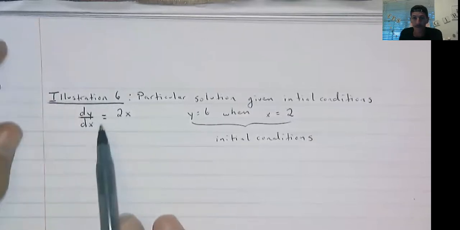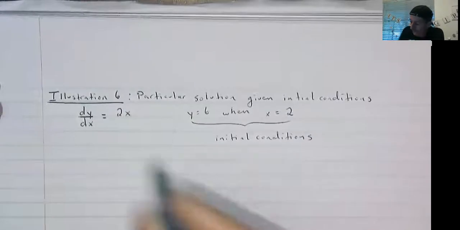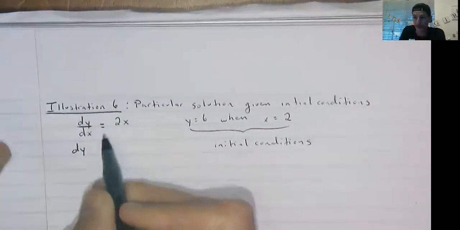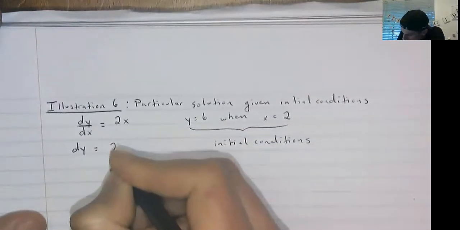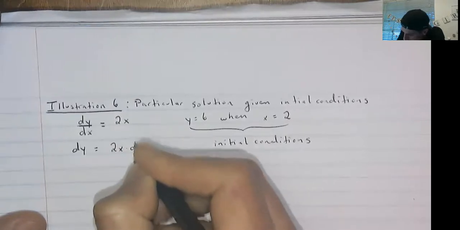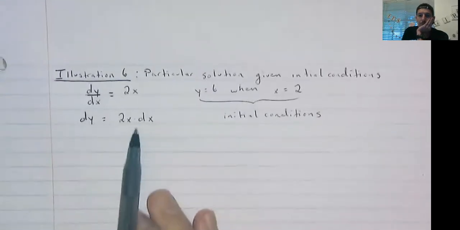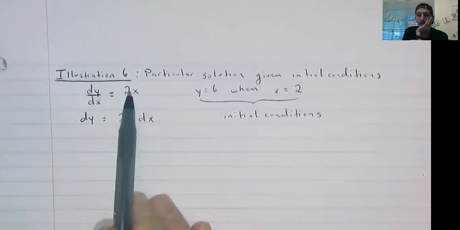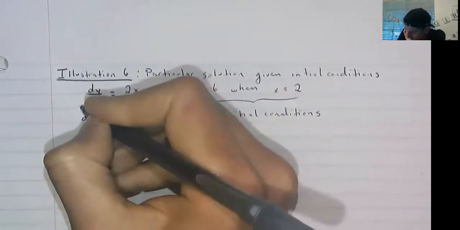And so instead of saying that the derivative of y with respect to x is 2x, this can be rewritten as dy, whatever dy is, and again we're not worrying too much about that, is equal to 2x times dx. Where are you going with this, Mr. Smith? Well, where I'm going with this is that we want the antiderivative of 2x. So let's apply that operation, that integral symbol, to both sides.